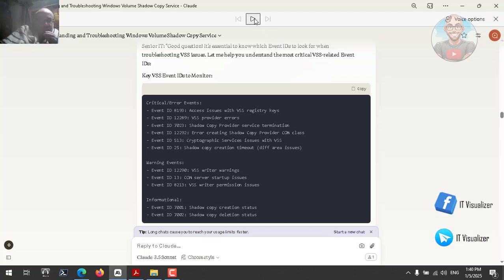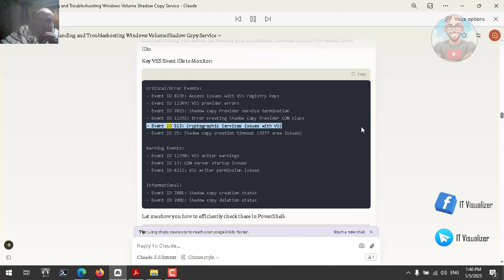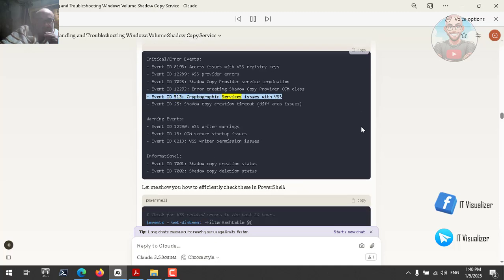So let's continue, guys. Critical and error events. Event ID 8193: access issues with VSS registry keys. Event ID 12289: VSS provider errors. Event ID 7023: shadow copy provider service termination. Event ID 12292: error creating shadow copy provider COM class. Event ID 513: cryptographic services issues with VSS. Event ID 25: shadow copy creation timeout.